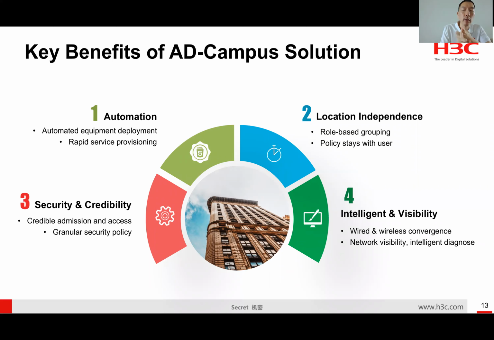The first, I'm talking about automations. The second is about the location independence benefit in ADCampus Solutions. The third one, I'm talking about the security and the credibility. And finally, we talk about the intelligence and visibility. Let me go through them one by one, and how we address each benefit, corresponding to the problem and the pain point of the customer.